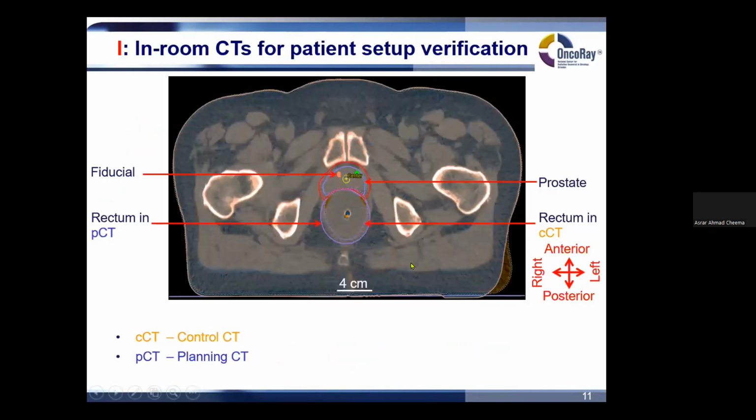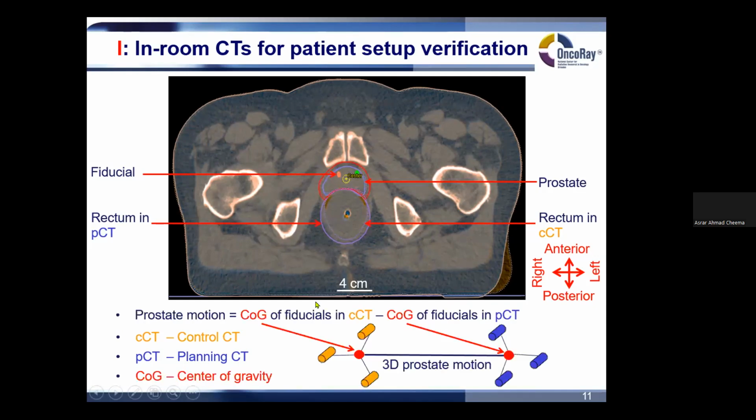In-room CTs: we have fiducials in the prostate of the patients, and this is also an overlay of the planning CT with the control CT, in brown the control CT and in blue the planning CT. The prostate motion was calculated by subtracting the center of gravity of fiducials in the planning CT from the center of gravity of fiducials in the control CT.